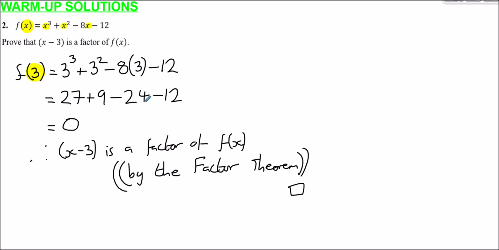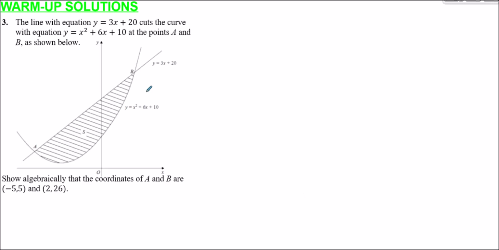Let's have a look now at warm-up question 3. So for number 3, we've got a line with equation y equals 3x plus 20. It cuts the curve with equation y equals x squared plus 6x plus 10 at the points A and B as shown below. What we need to do here is to show algebraically that the coordinates of A and B are (-5, 5) and (2, 26). So A is this one here, and B is this coordinate here. So we're trying to show that A is (-5, 5) and B is (2, 26).